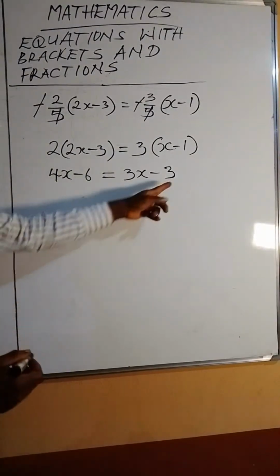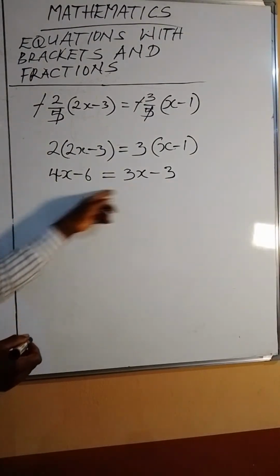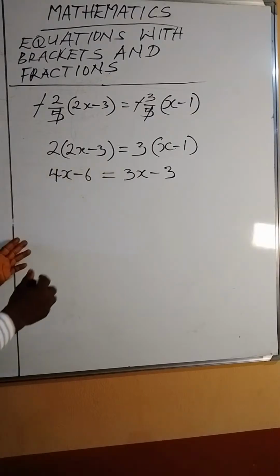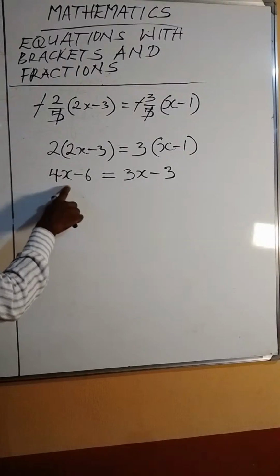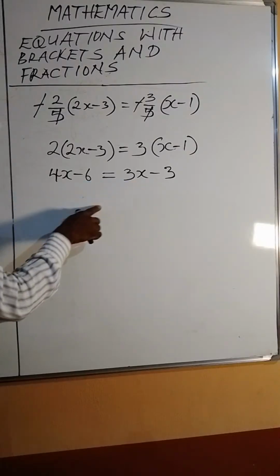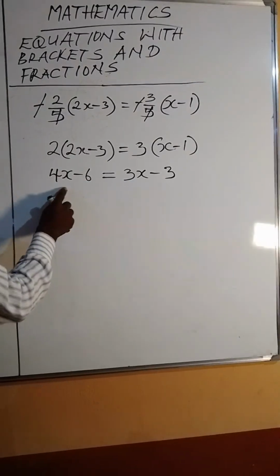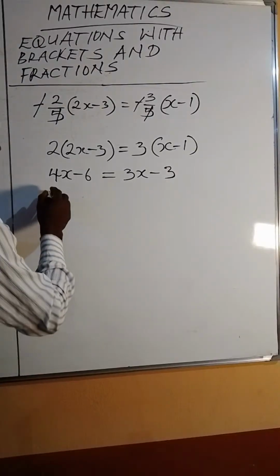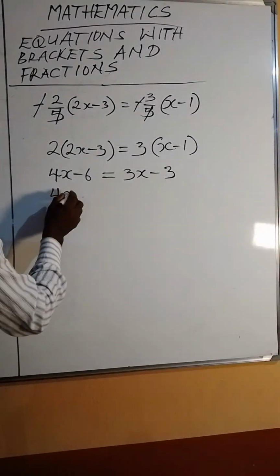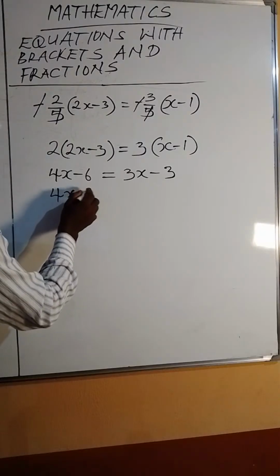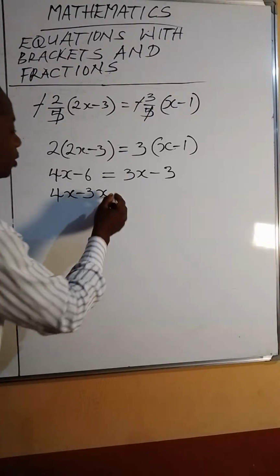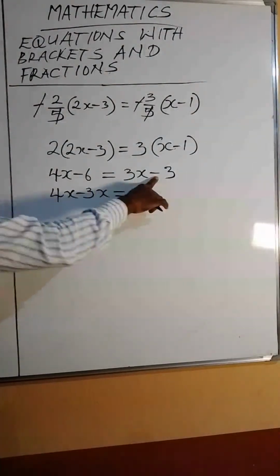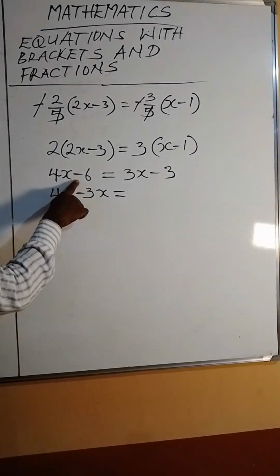Then the next phase is for us to collect our like terms. Let's collect terms that are similar. And then it's better to bring this 3x this way because the bigger x is here. So let the smaller term in x come and meet the bigger term. So it means we are going to have 4x minus 3x. This is what we are going to have, 4x minus 3x. Then we have minus 3 here. Then we have minus 6 here.